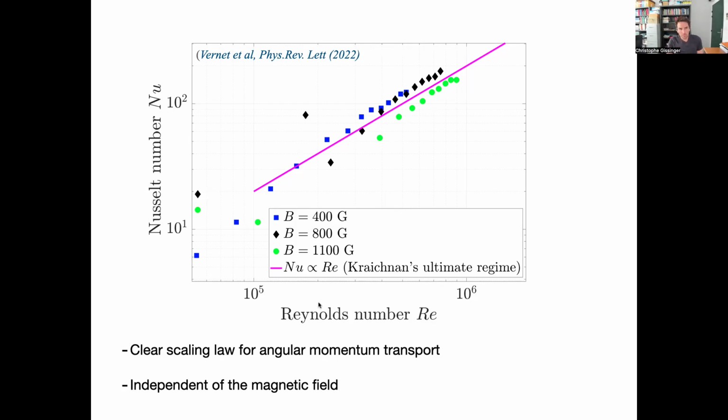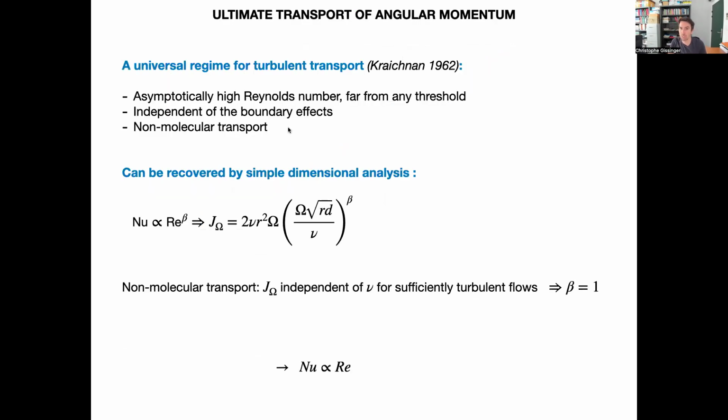So why are we happy with these results? It's because, in fact, this prediction was made a very long time ago by Kraichnan in the 60s. I won't show you the calculation by Kraichnan. It's like 10 pages, and the calculation is quite complicated. But I'm not showing you that because it can be recovered very simply, because it's based on very universal assumptions on turbulent transport.